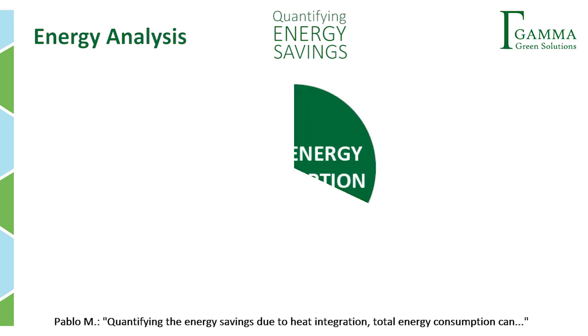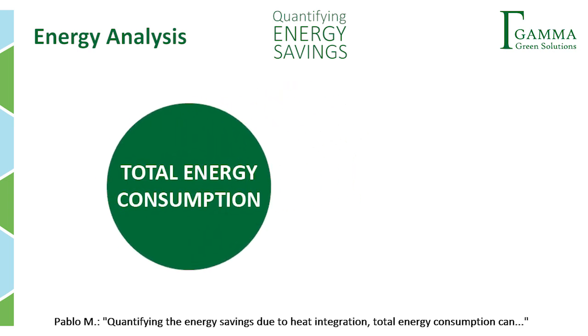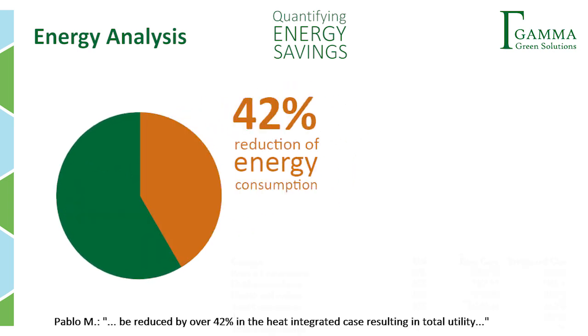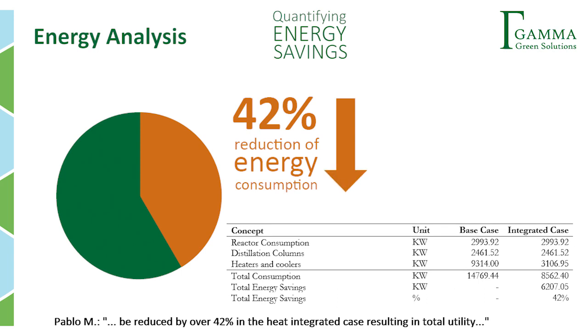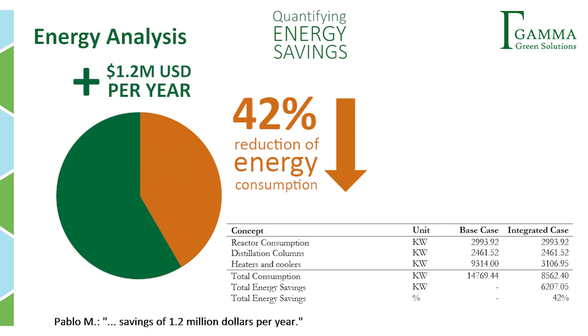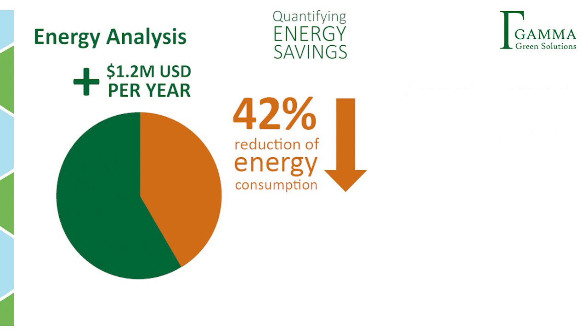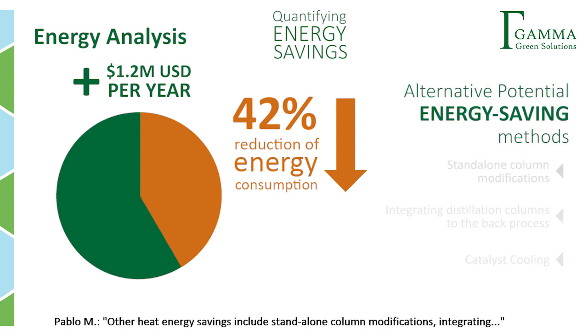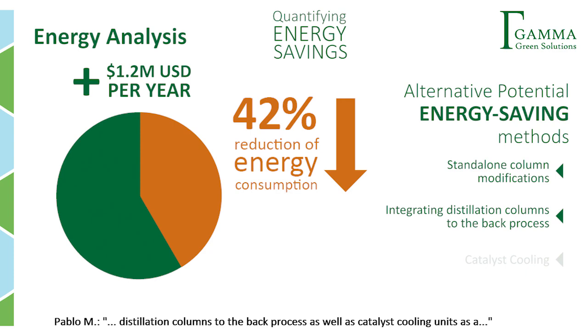Quantifying the energy savings due to heat integration, total energy consumption can be reduced by over 42% in the heat integrated case, resulting in total utility savings of $1.2 million per year. Other heat energy savings include standalone column modifications, integrating distillation columns to the back process, as well as catalyst cooling units as a source of heating in the process.